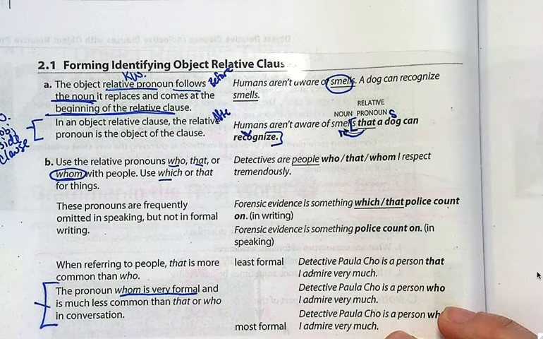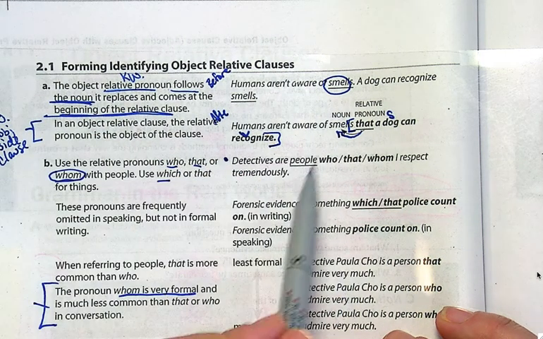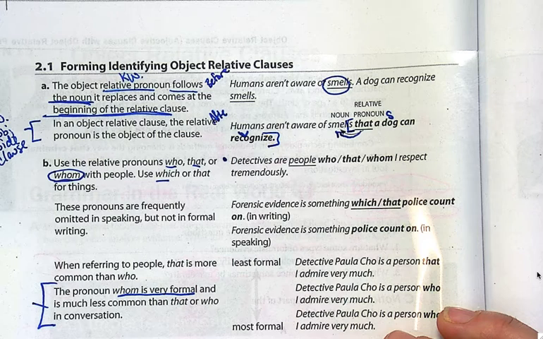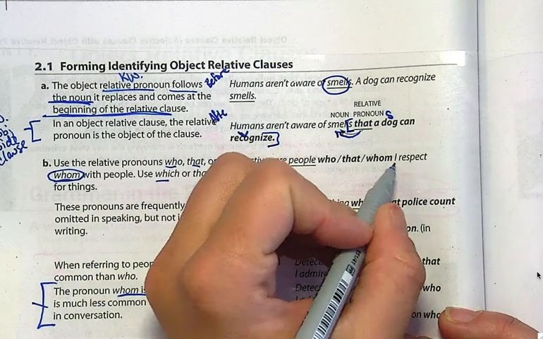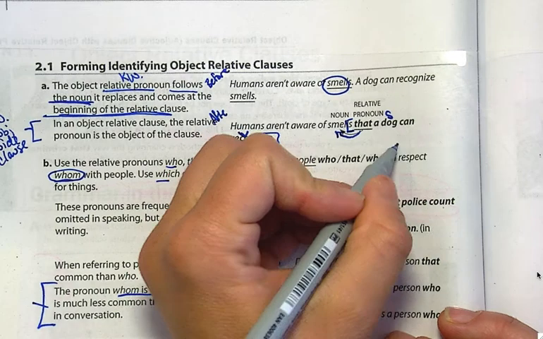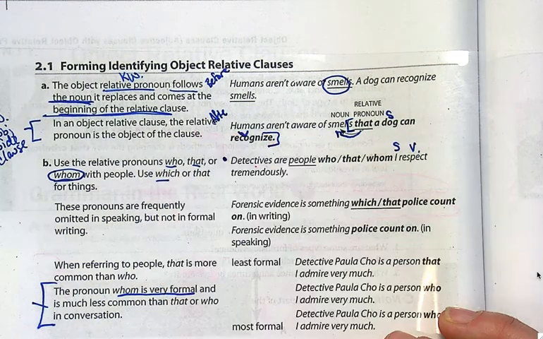If we look at our example over here, detectives are people. What kind of people? Give me more information about this. People who I respect tremendously. Here we have our subject, I. Here we have our verb, respect. I respect who? Who do I respect? I respect what or who?